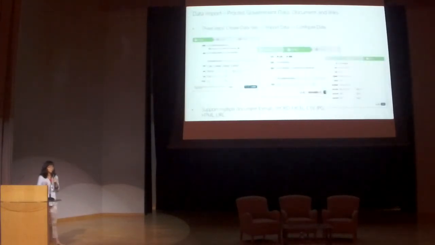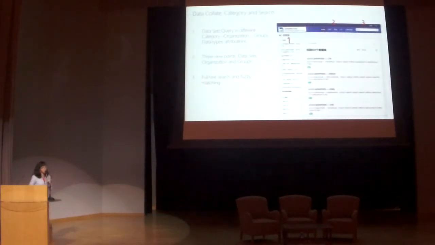Okay, here is a functional review of the open data platform. Data import takes just three steps: we create data sets, we import data, and then we configure data. Currently it supports multiple document formats like Word, Excel, CSV, and JPG, which are the popular formats we use every day. On the left-hand side, you can curate the data sets in different categories, so you can search by organization, groups, tags, and attributions. In the middle, you can click on the GUI to see the data sets, organizations, and groups. And you can also do full text search and fuzzy match.